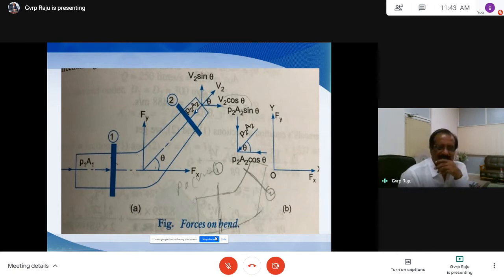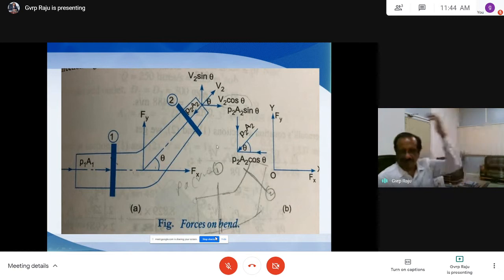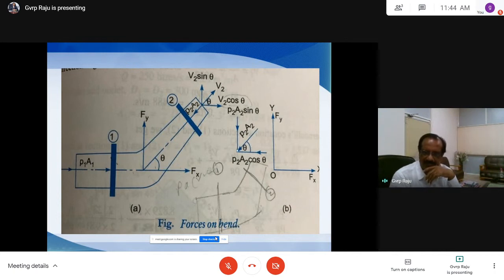And suppose if you see here, this is P2A2, and the angle of the bend is theta. Then resolve this in the horizontal direction. So this is P2A2 cos theta, which is acting in the negative x-axis direction. And this is P2A2, and this is theta here, and this is P2A2 sin theta. So P2A2 sin theta is acting vertically downwards here.